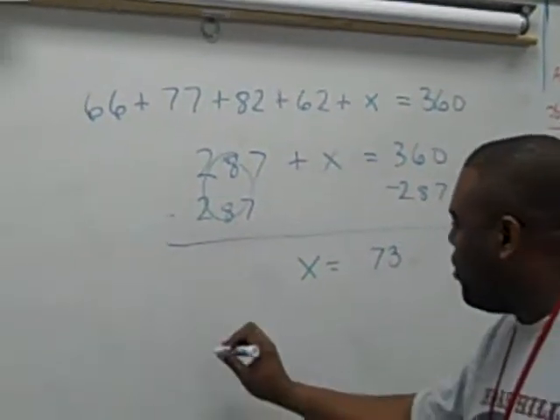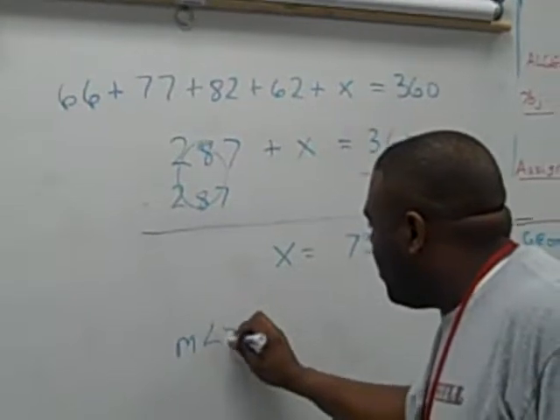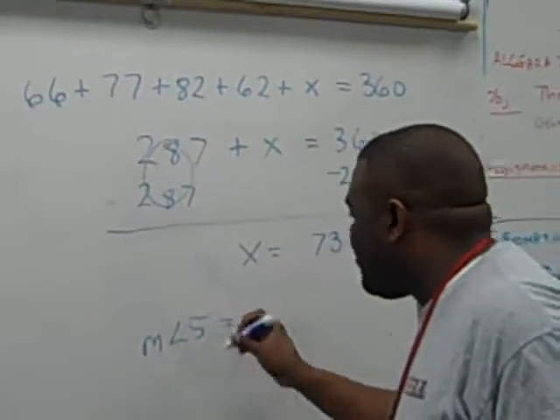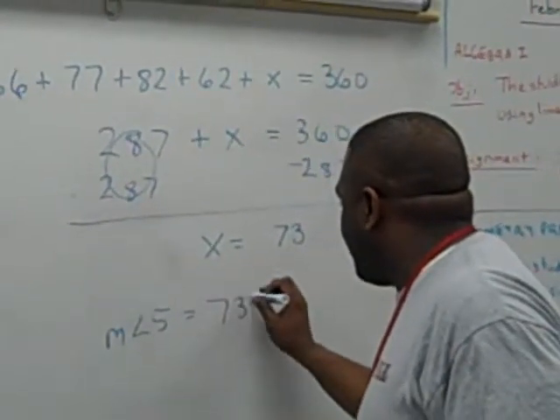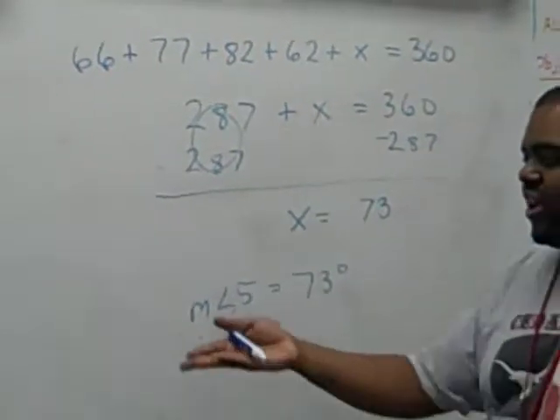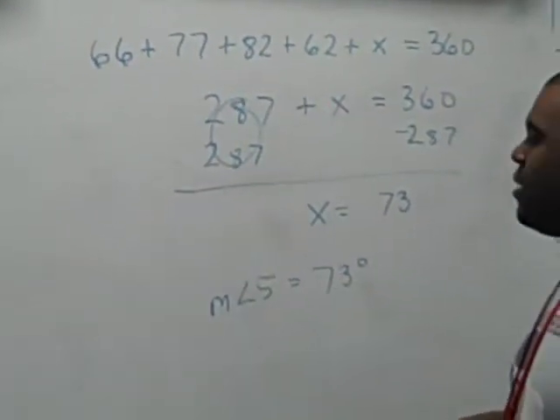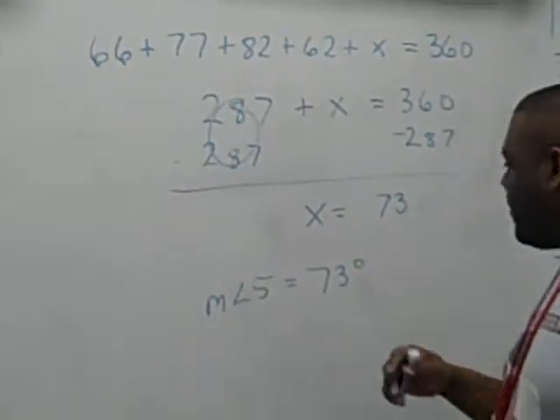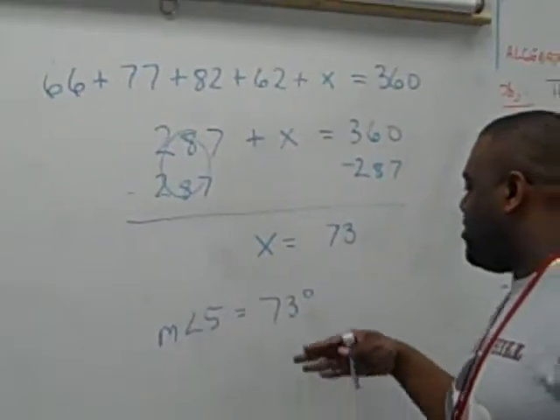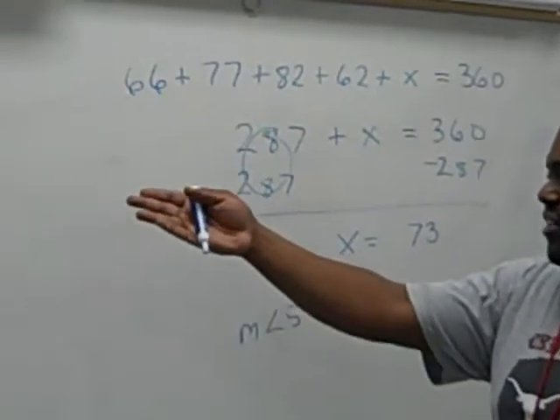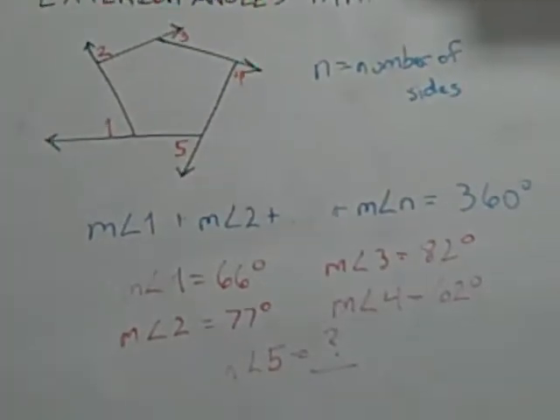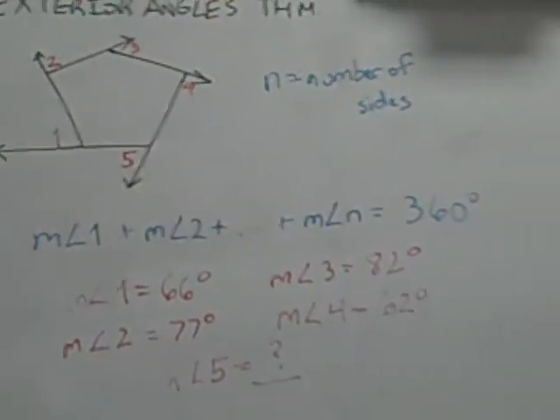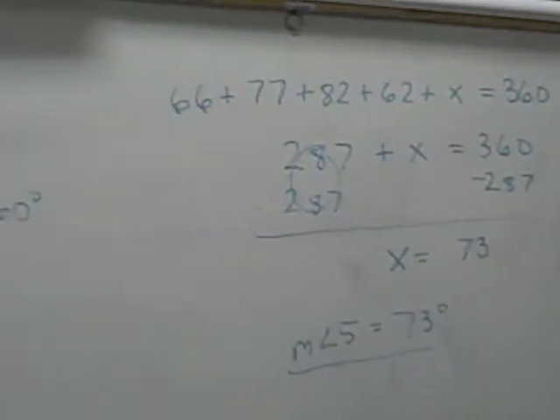So the missing angle 5 for this theorem is that it's 73 degrees. And again, you can check your work to make sure that it works, but you will see that 73 degrees is the exterior angle on that 5th vertex. Because all those are your different angles. You'll see that this angle matches up with that for 360 degrees.